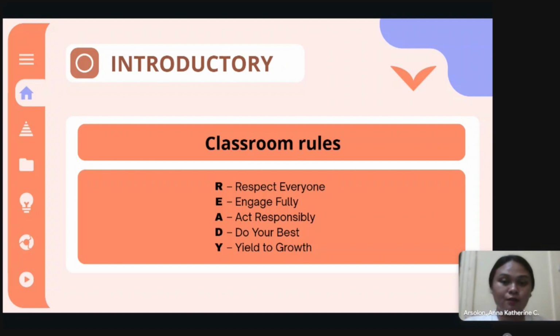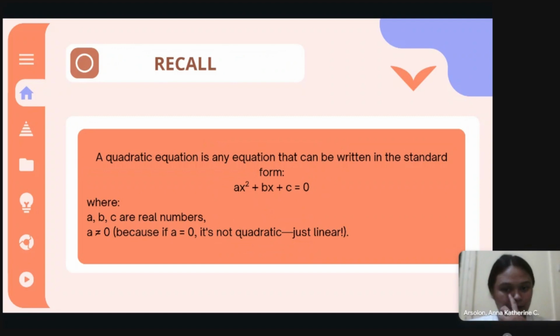Okay, now let us recall the topic from the previous meeting. Okay, we have here a quadratic equation is any equation that can be written in the standard form. So ax squared plus bx plus c equals 0, where a, b, and c are real numbers, and a is not equal to 0 because if a is equal to 0, it is not quadratic. Okay, it is not quadratic, it is just linear.